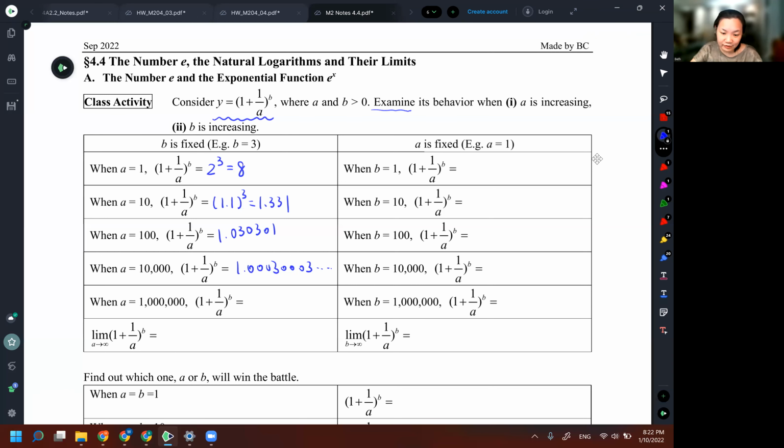Now, for the next one, when A is 1 million, then it's 1.0000001 to the power 3. It's 1.0000003.